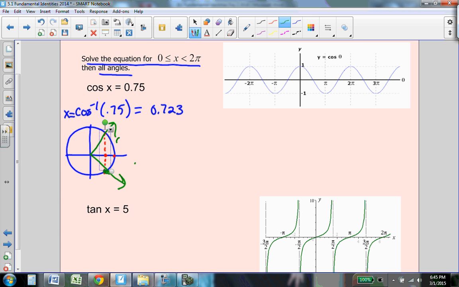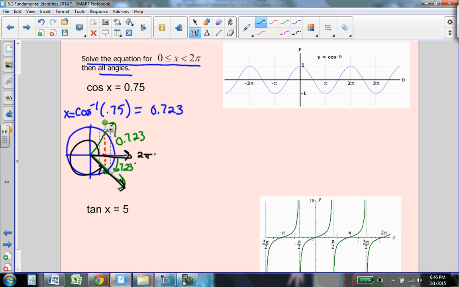The first one is simply the one I got on my calculator, 0.723. The other is the angle that starts here at 0, but it goes all the way around into the fourth quadrant and lands at that spot right there. Now, the 0.723 that we got is also sitting right here. You just reflect it over. And of course, it's negative, it goes this way. Well, that can help us get that angle that's almost all the way around.